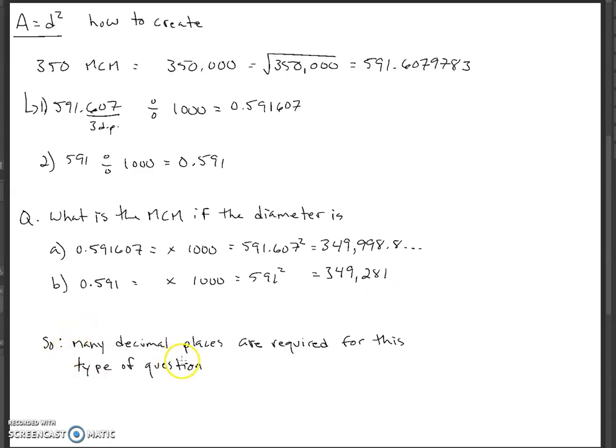So many decimal places are required for this type of question when I'm asking it from this perspective, looking for MCM. So the 0.5 of an inch works real well for the 250 MCM, but everything else gets kind of nasty. So I just thought I'd have a little conversation on that.